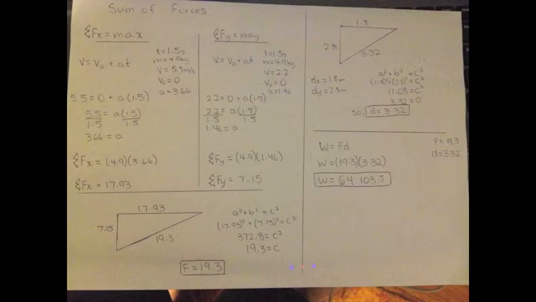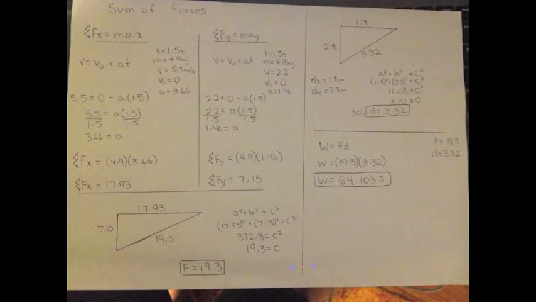Now, we move on to find the sum of the forces of the y. We start with the equation F of y equals mass times acceleration of the y. Again, we work backwards with v final equals velocity initial plus acceleration times time. We look at our known values. Time is 1.5 seconds. Our mass is 4.9 kilograms. Our velocity final is 2.2, and our velocity initial is 0.